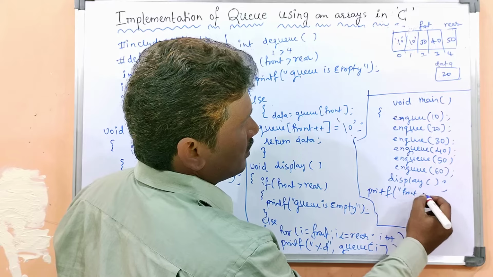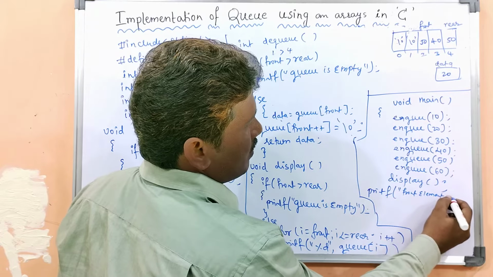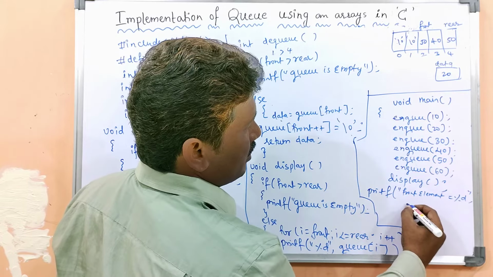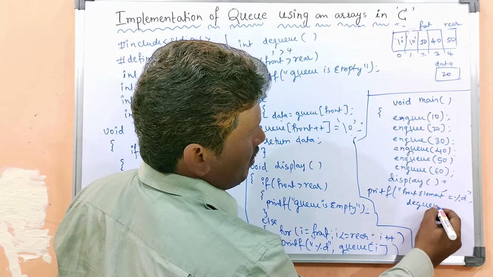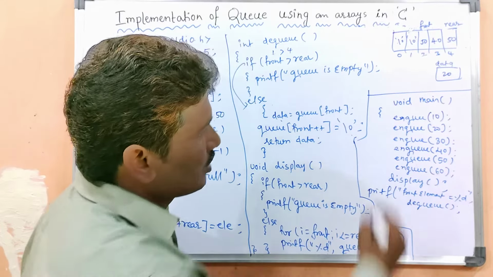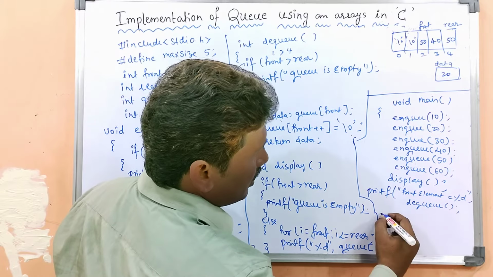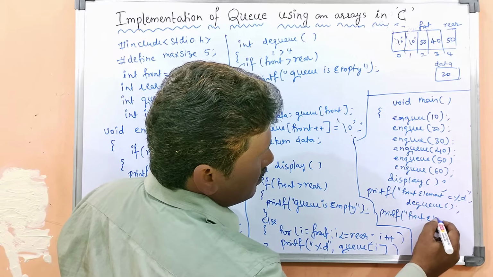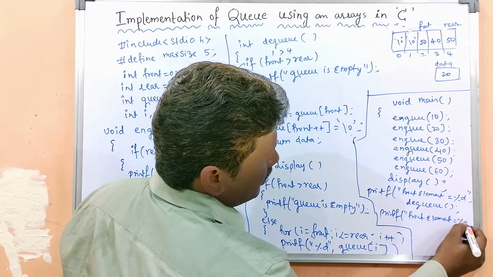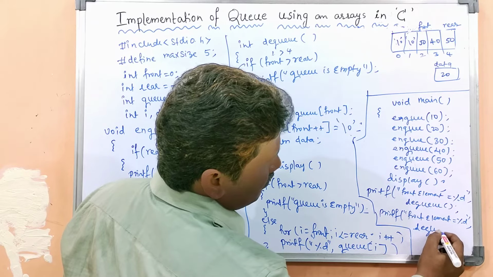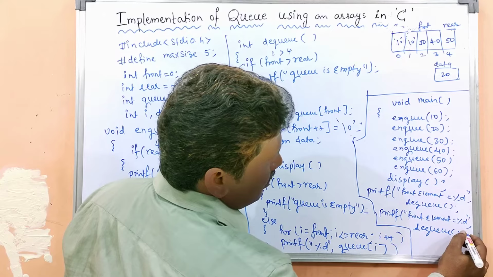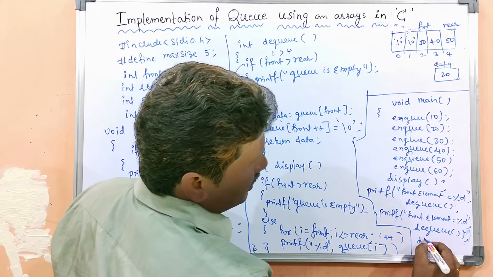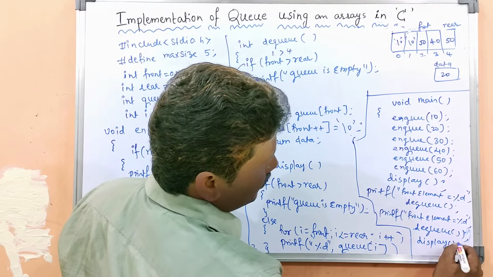front element equal %d, then comma, then dequeue. Okay, because we call it 2 times. Again you write printf front element will be removed or %d, then dequeue. 2 times we called it. Then after that you can display again to see what elements are in the queue, then the main function will be closed.